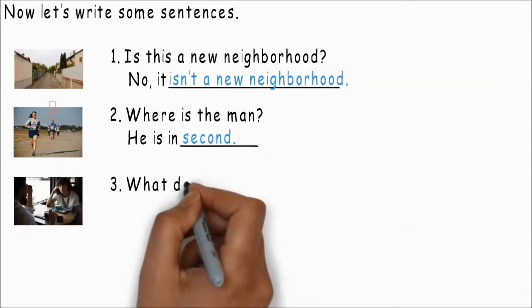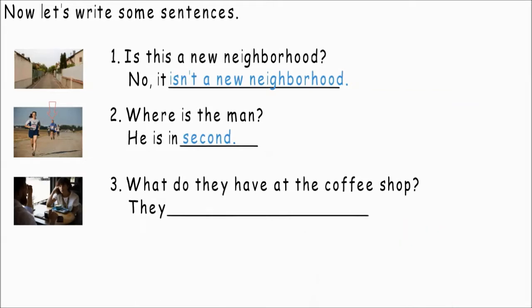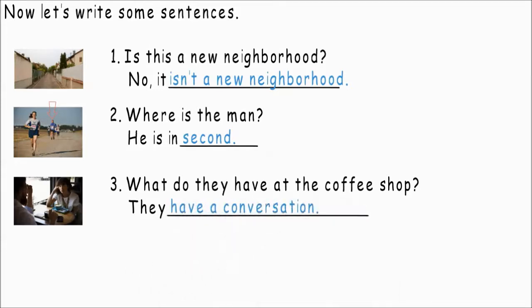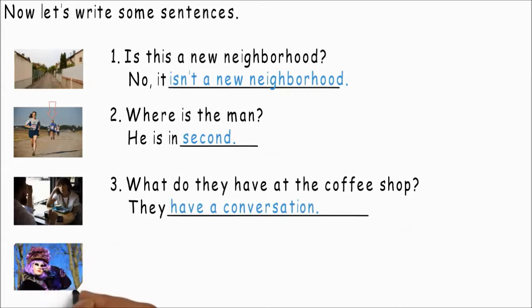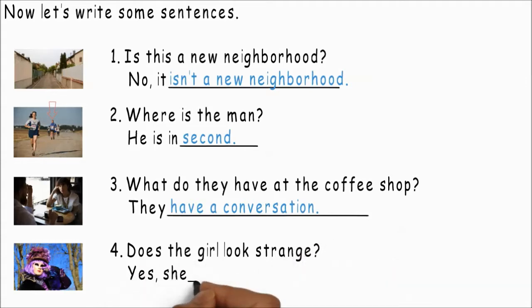Number 3. What do they have at the coffee shop? They have a conversation. See, they're talking. Number 4. Does the girl look strange? Yes, she does. She looks strange.